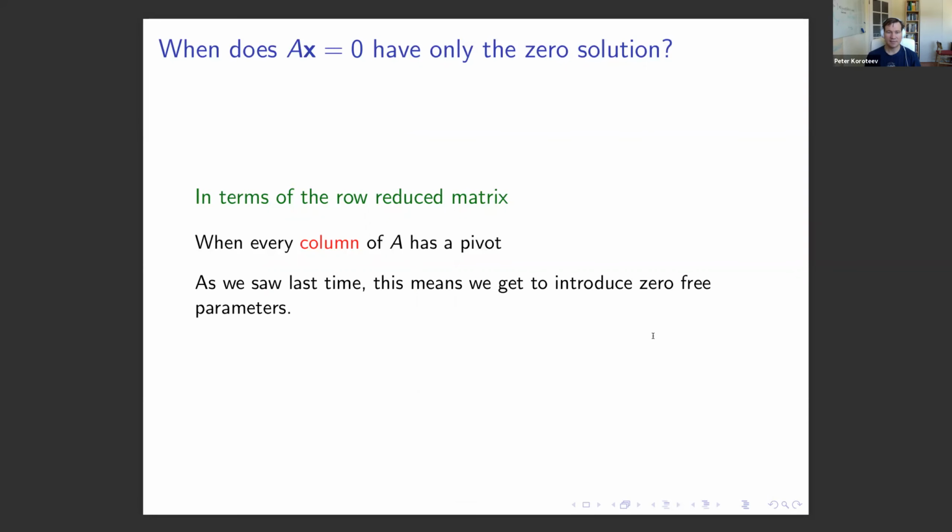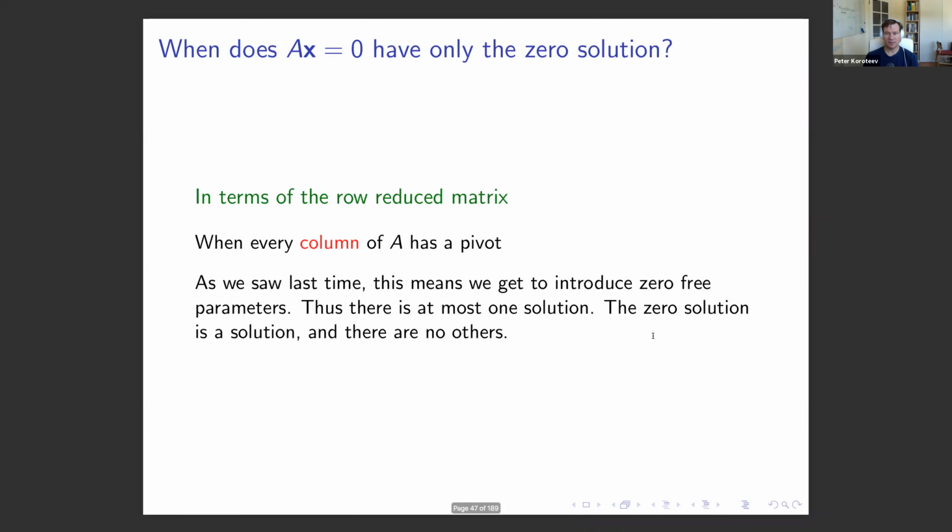As we've seen last time, this means that we introduce zero free parameters. So there are no free parameters, which means that you can solve the system of equations uniquely. And because the right-hand side is equal to zero, all those coefficients, x1 through xr, should be equal to zero. There is at most one solution, and it's trivial, the zero solution.